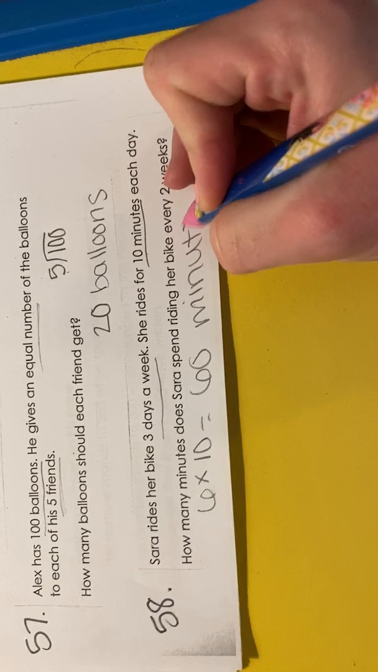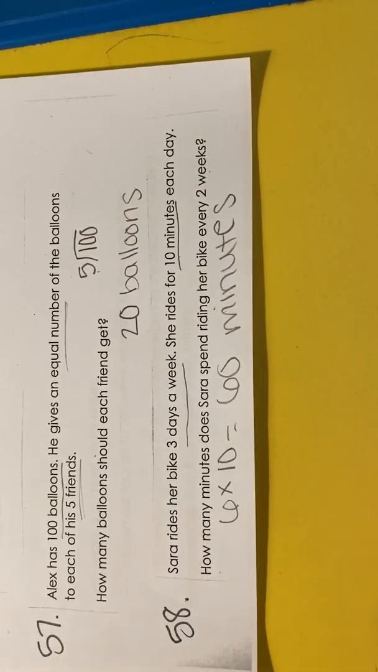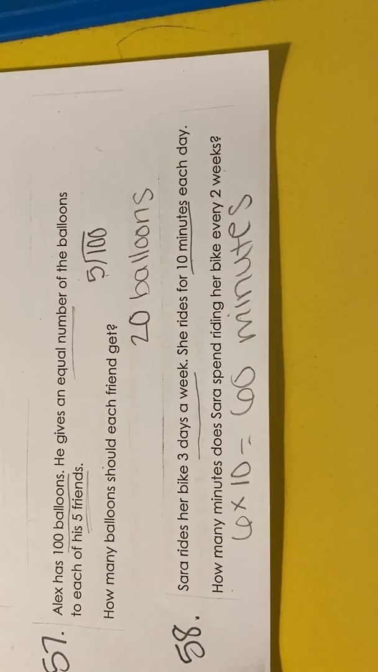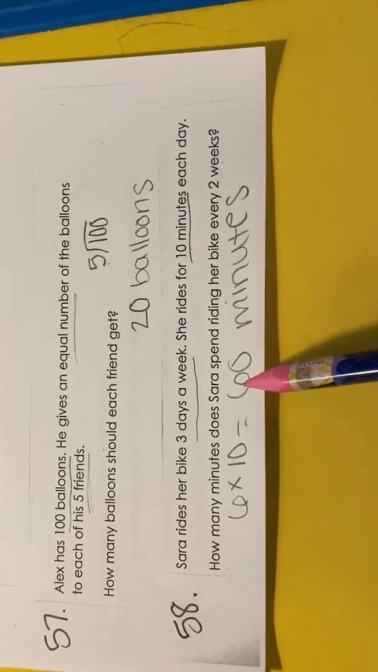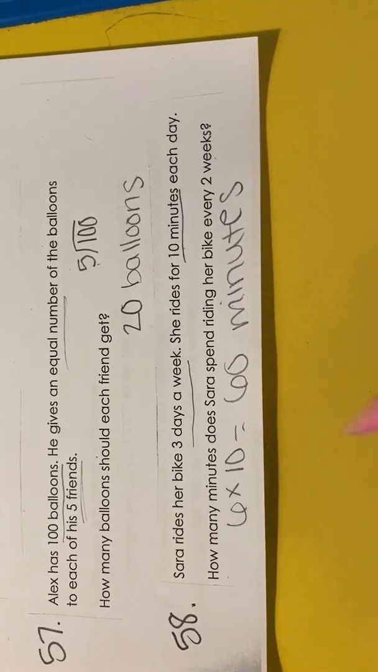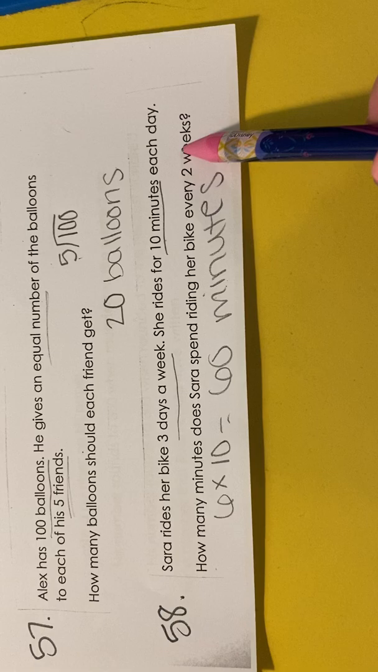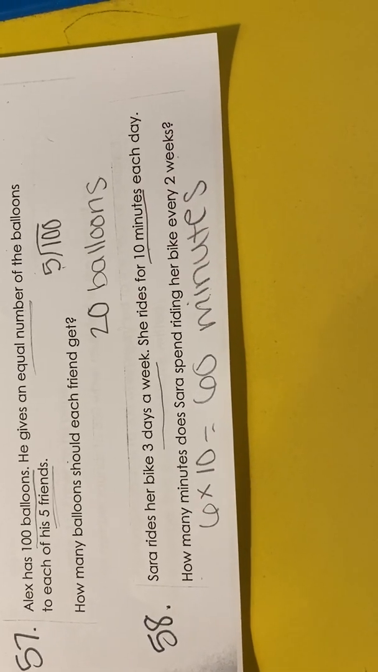So how much time does she spend riding her bike? She spends 60 minutes. Another appropriate answer would be 1 hour. We know that it takes 60 minutes to equal an hour. So we can also say that every 2 weeks, she has spent 1 hour riding her bike.